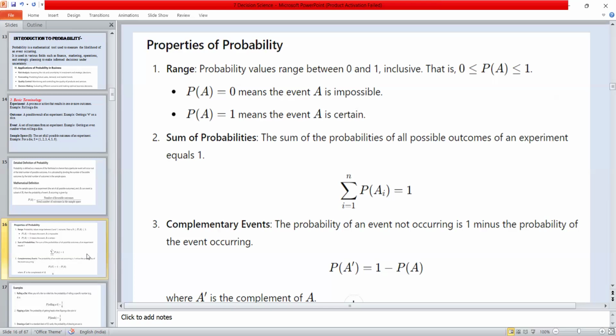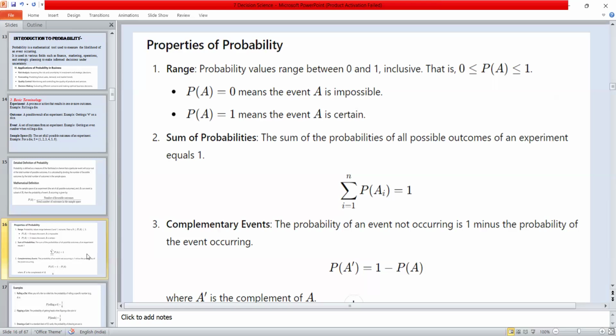So range varies from 0 to 1. When we say 1, it is 100%. When we say 0, it is no possibility. So probability values range from 0 to 1, that is, 0 is less than or equal to P(A), which is less than or equal to 1. P(A) equal to 0 means A is impossible, and P(A) equal to 1 means event A is certain.